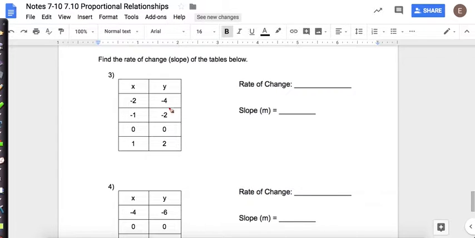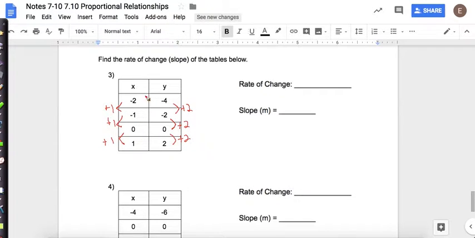So we can look at what's happening to the y's. So let's look at the y's. From here to here, notice it went up 2. From -2 to 0, it went up 2. From 0 to 2, it went up 2. Now, when I look at the x's, this went up 1. This went up 1. And 0 to 1 went up 1.